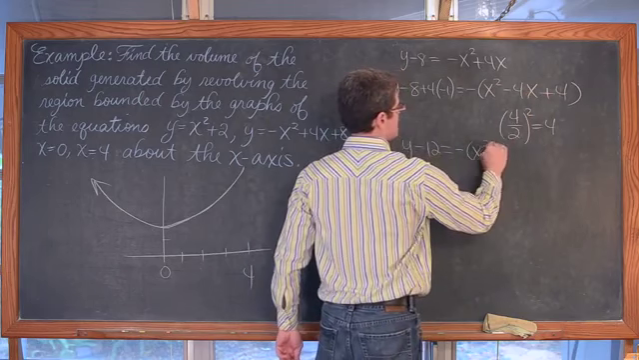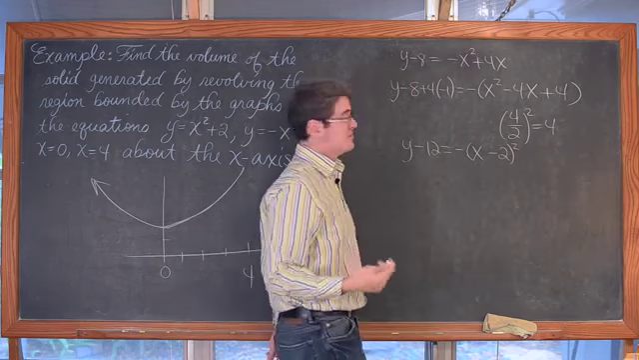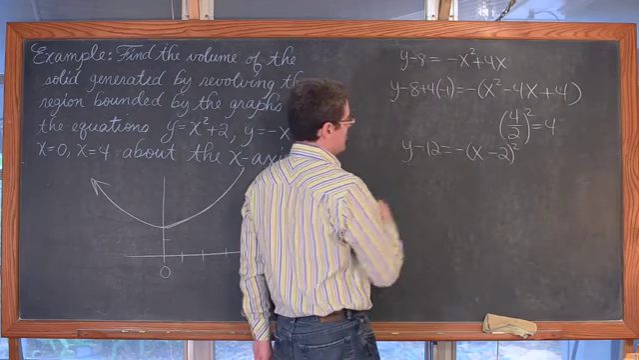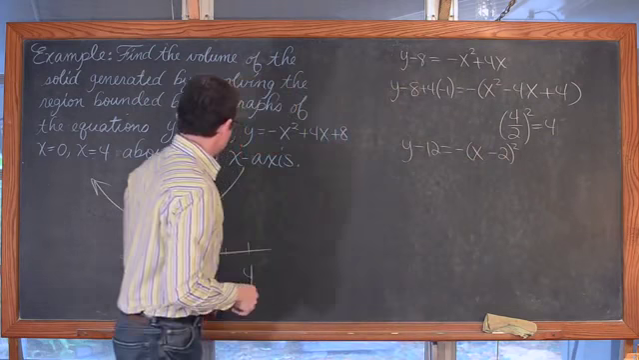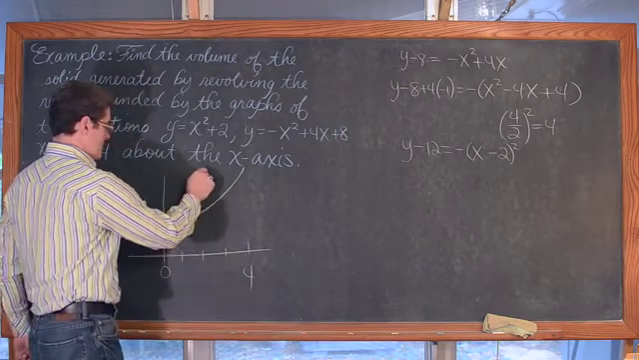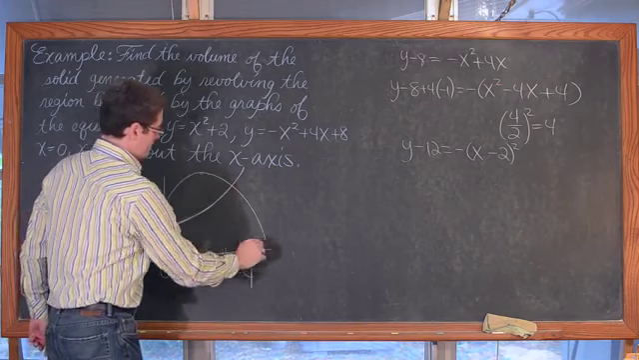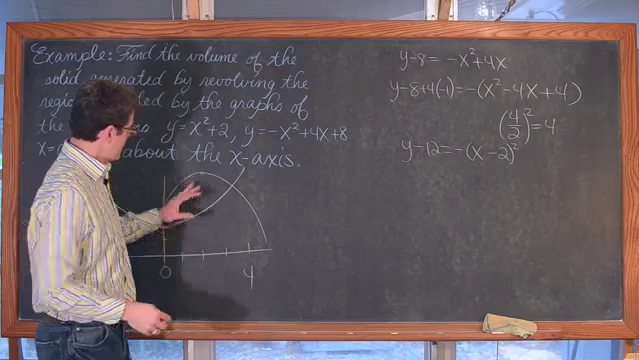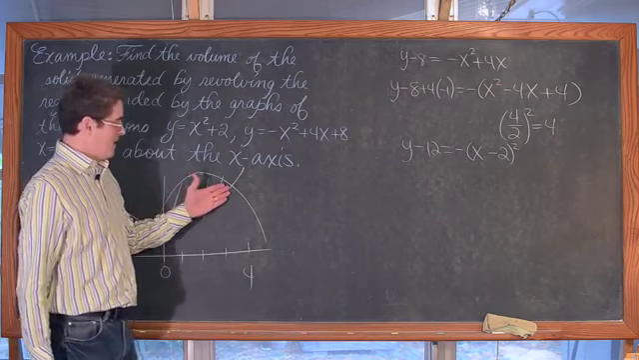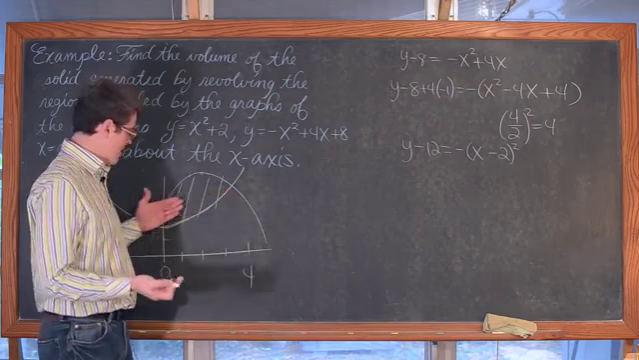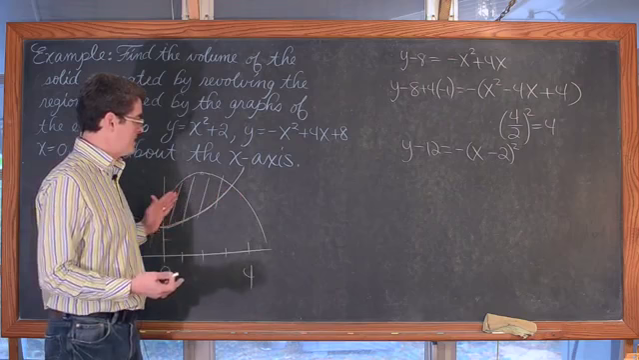Now this is a perfect square trinomial, of course, we know that. So we have y minus 12 is equal to negative x minus 2 squared. So we have a parabola with a vertex at (2, 12) and it's opening down. Well, that means that we're going to have to find a region here bound between 0 and, well, is it bound between 0 and 4, or is there an intersection point somewhere within this interval?